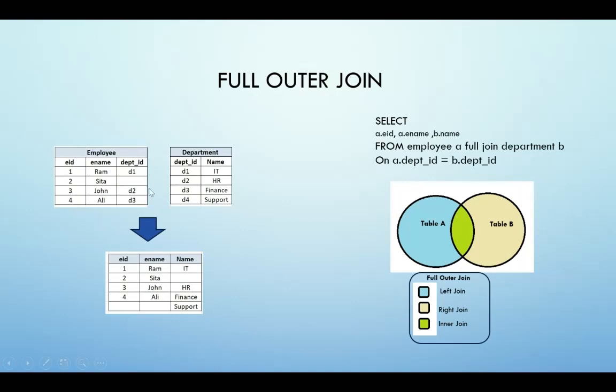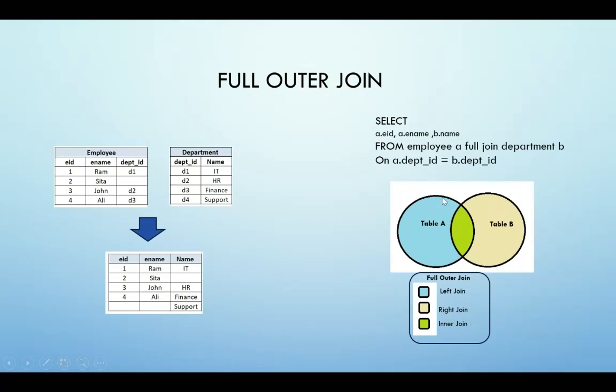Similarly, employee 3 has department D2, which is HR. It is also presented in the output. Employee 4 has department D3, which is finance, and it's also presented. Now we are done with the employee table. The next is the department table. In the department table, D1, D2, D3 are covered, but D4 does not have a related match in the employee table, but still it is retrieved in the output as we are going with a full outer join. The Venn diagram over here represents the full outer join condition.